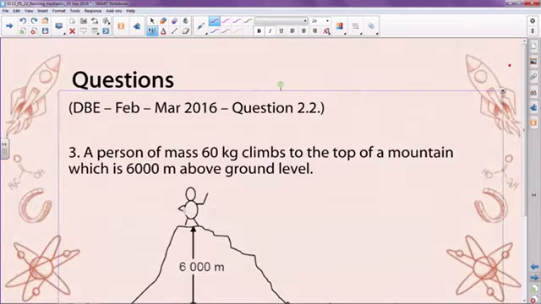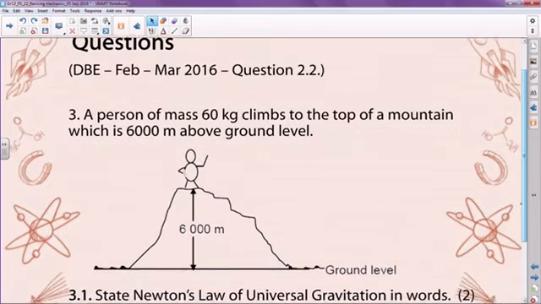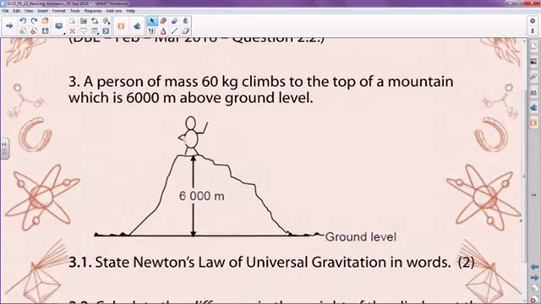This is such a nice question, this particular one. And I chose it because it's unusual in what they've asked. So that's why I did it. Now, it says to us that a person of mass 60 kilograms climbs to the top of a mountain. Silly person, which is 6,000 meters above the ground. This is even more silly. That's 6 kilometers, okay? This is not on my to-do list. It's not on my bucket list, if anyone's wondering.